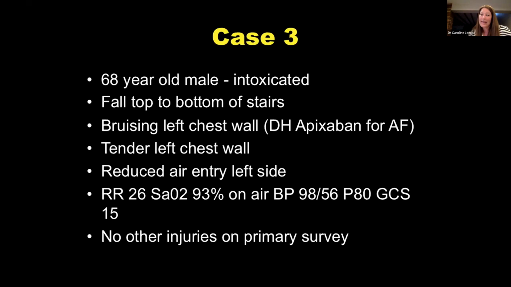And probably when this patient gets to the hospital, he is going to have a whole body CT scan because of his age and because of the mechanism, and we'll see exactly what's going on.